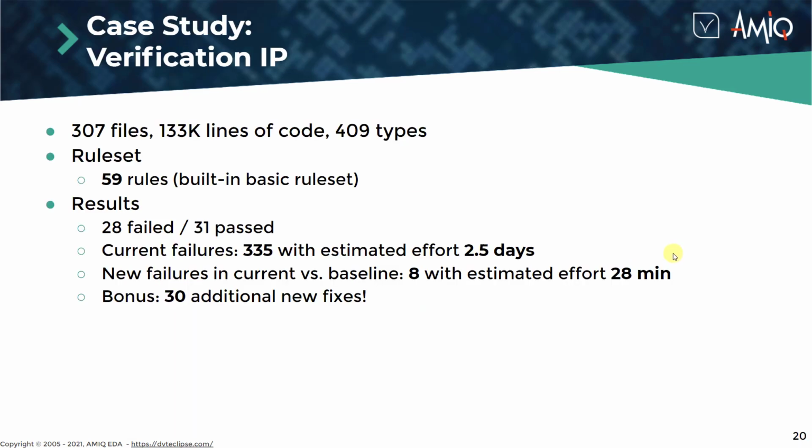Okay, so now let's look at some numbers. First, a small IP. To get an idea about the size of this project, we added some measurements. 300 files, less than 150,000 lines of code, containing about 400 types, that is, classes, structs, enums, modules, interfaces, and so on. The rule set is actually the built-in basic Verissimo rule set, comprising 59 rules. The baseline linting results show that 28 checks have failed, with a total of 335 failures and an estimated fixing effort of about 2.5 days.